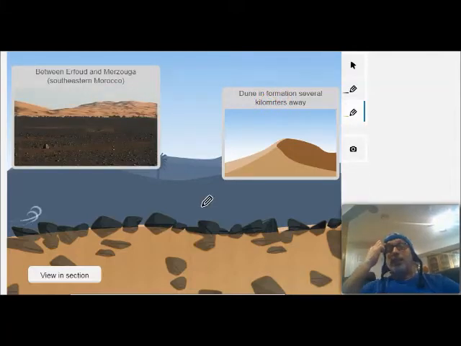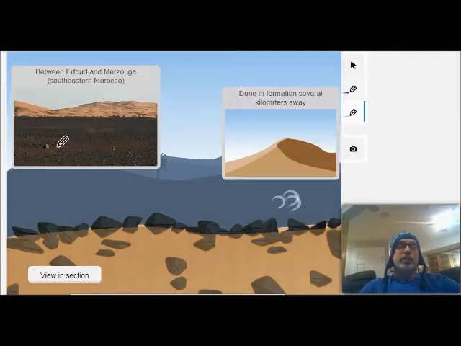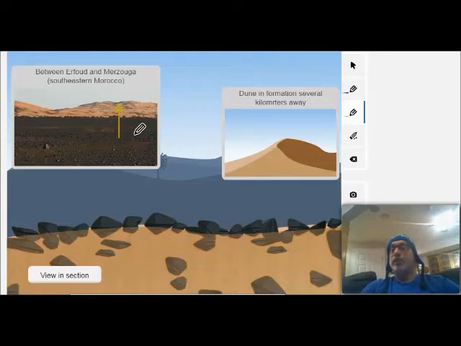Basically, we are left with a hard surface with these larger rocks lying around. This is what we call desert pavement. You can see here in this picture of a place in southeast Morocco, where the wind has taken all this fine sediment by the process of deflation and has moved it into the sand dune areas several kilometers away.